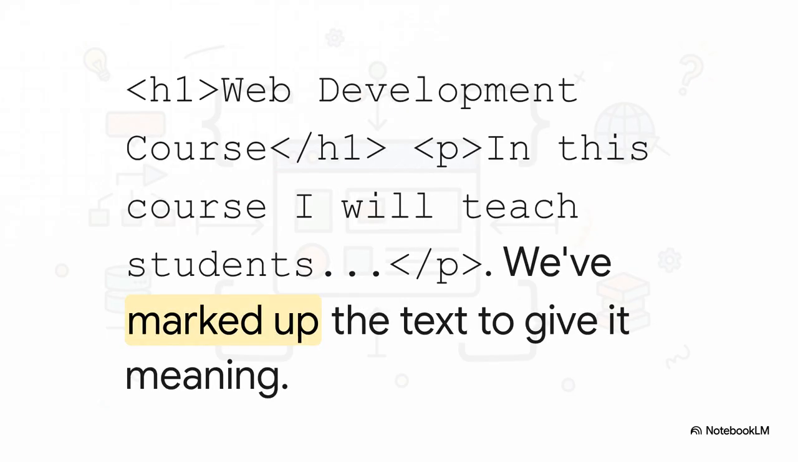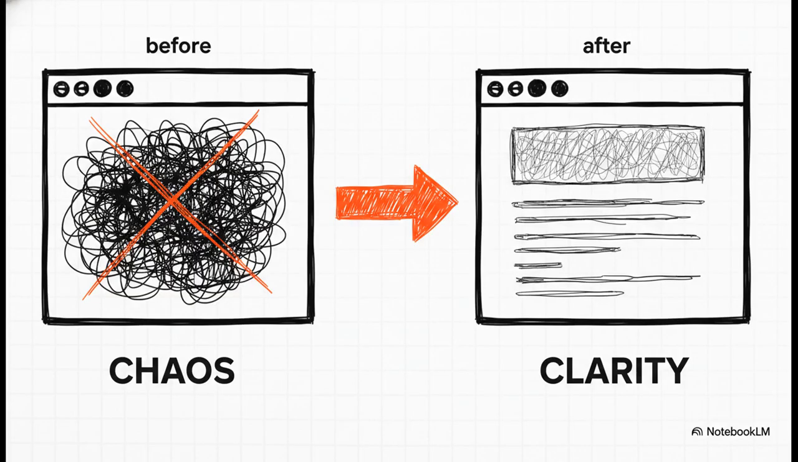And here's what that looks like. It's so simple. We just wrap our title in an H1 tag, which stands for heading 1, and we wrap the description in a P tag for paragraph. Just like that, our text isn't just text anymore. It has a job. It has a purpose. And because of those tags, boom, the browser instantly gets it. It knows to show a big, bold heading at the top and a nice clean paragraph right below it. We've just used HTML to turn total chaos into perfect clarity. That's the power of this language.